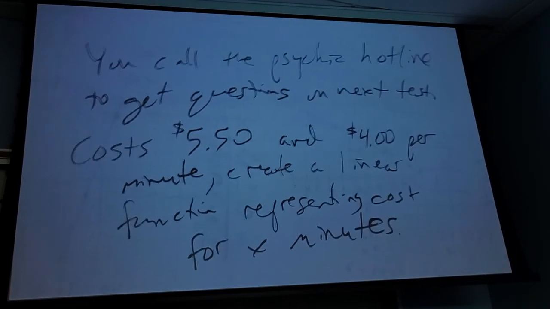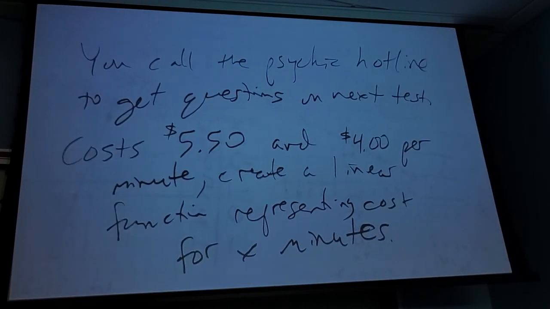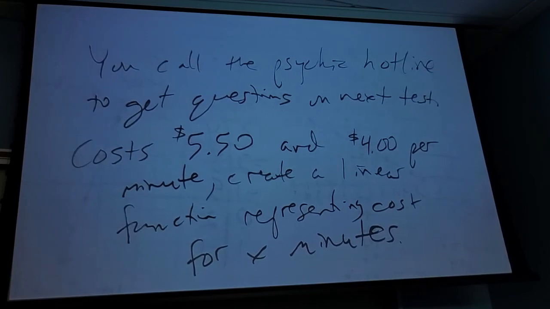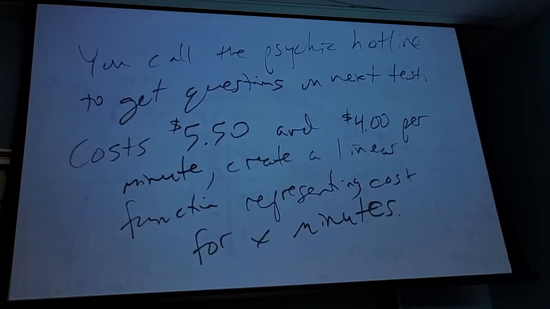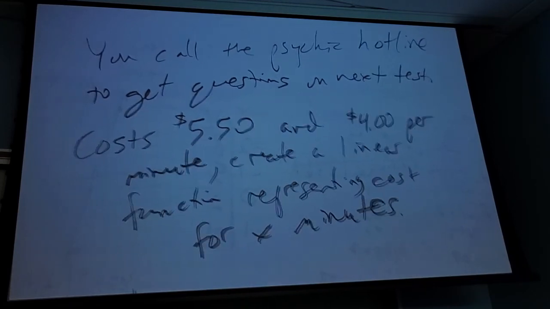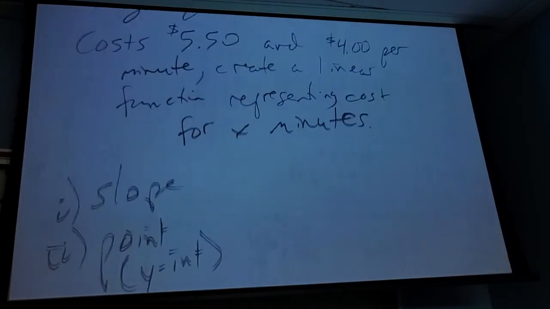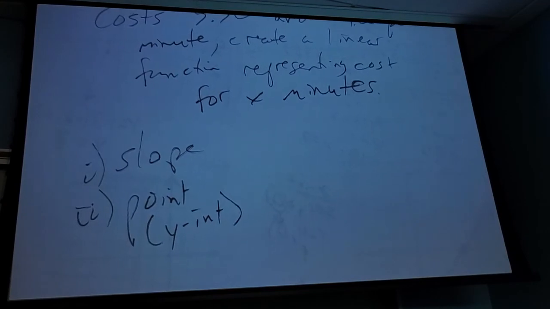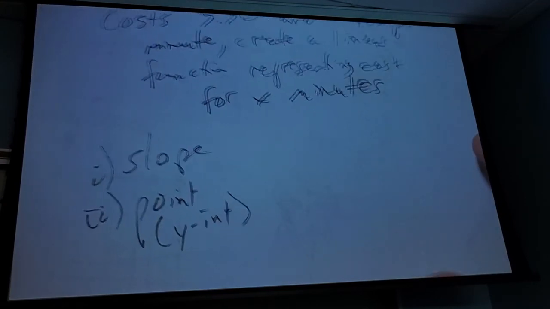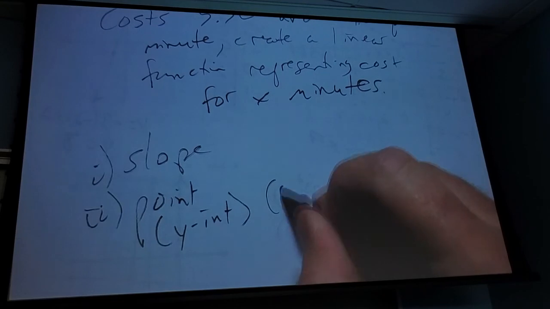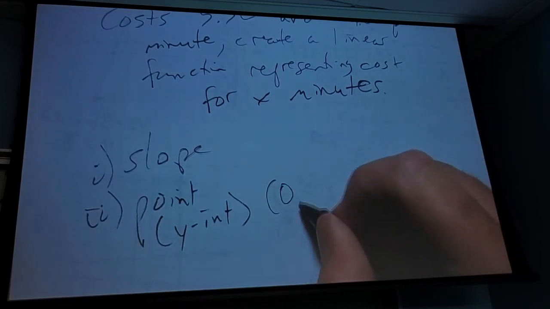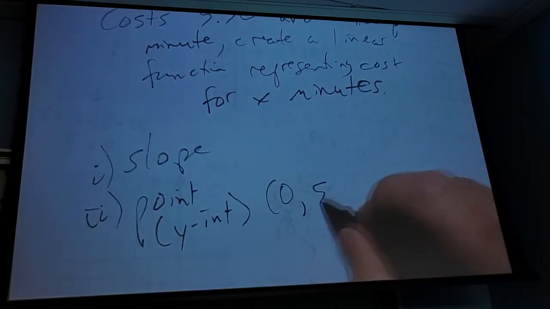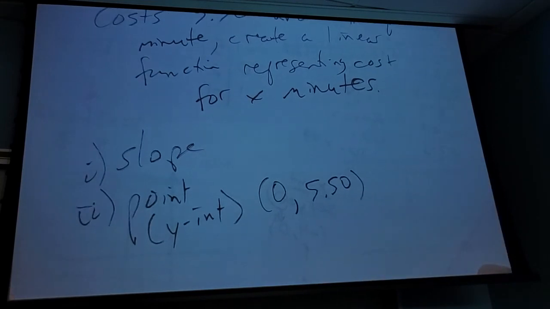So, what two things do I need to get the equation of a line? I need the slope, and I need a point. Or, preferably, the y-intercept. So do I have the y-intercept? What would that even mean? If I've talked to them for 0 minutes, it costs $5.50, exactly. Isn't that the y-intercept?